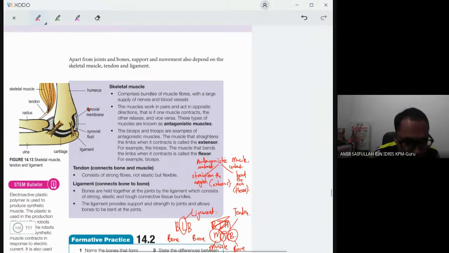Just now, this synovial membrane releases synovial fluid. Okay, and then ligament is bone to bone. Tendon is muscle to bone. Okay, MTB, muscle to bone is called tendon. Bone to bone is called the ligament. Okay.